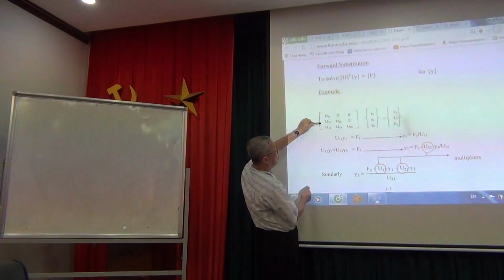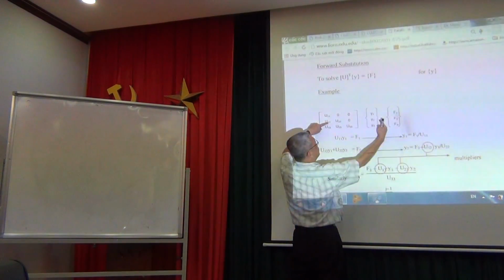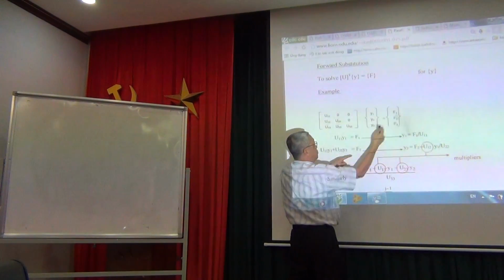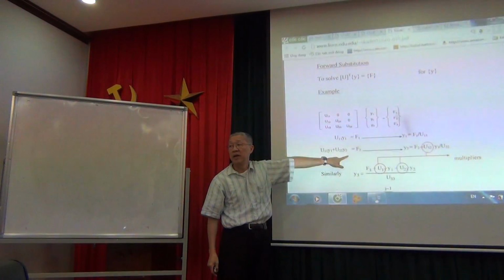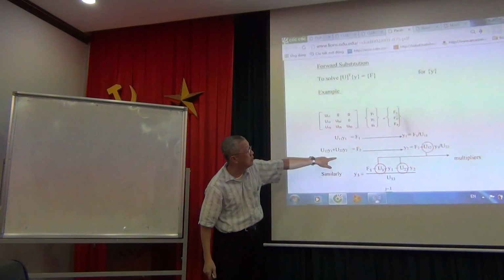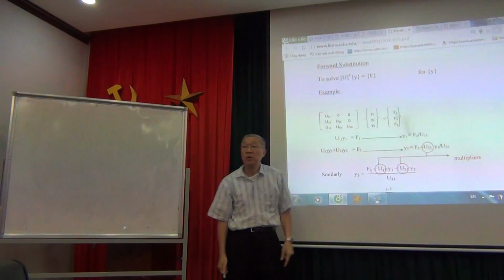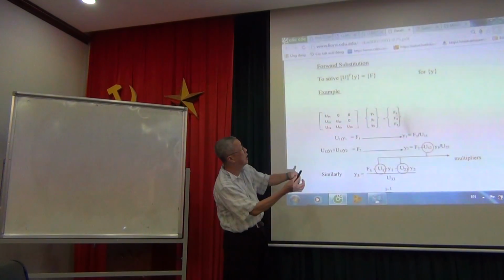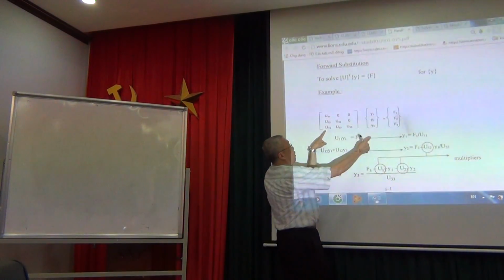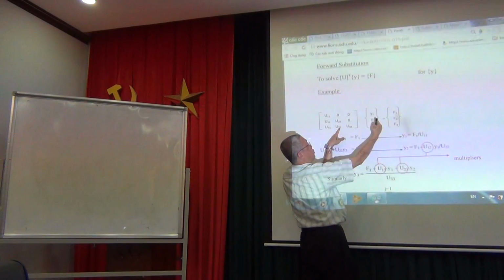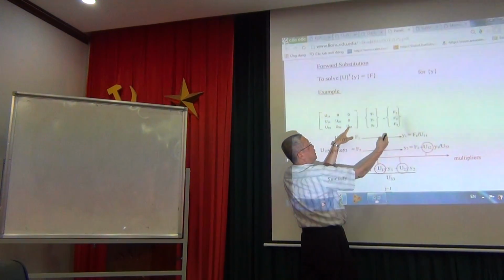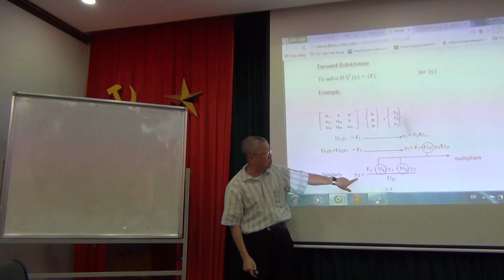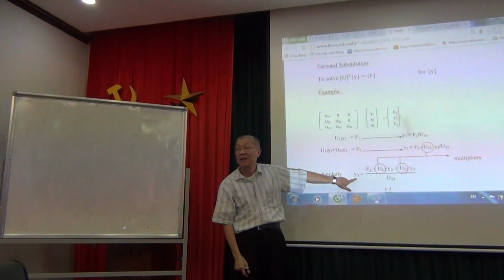Then from the second equation, you have U12 times Y1 plus U22 times Y2 plus 0 equal to F2. That is this equation, right? And from this equation, you can solve for Y2. And so on, so on, right? So for the third equation, right here, you have what? U13 times Y1 plus U23 times Y2 plus U33 times Y3 equal to F3. And then from that, you can solve for Y3.